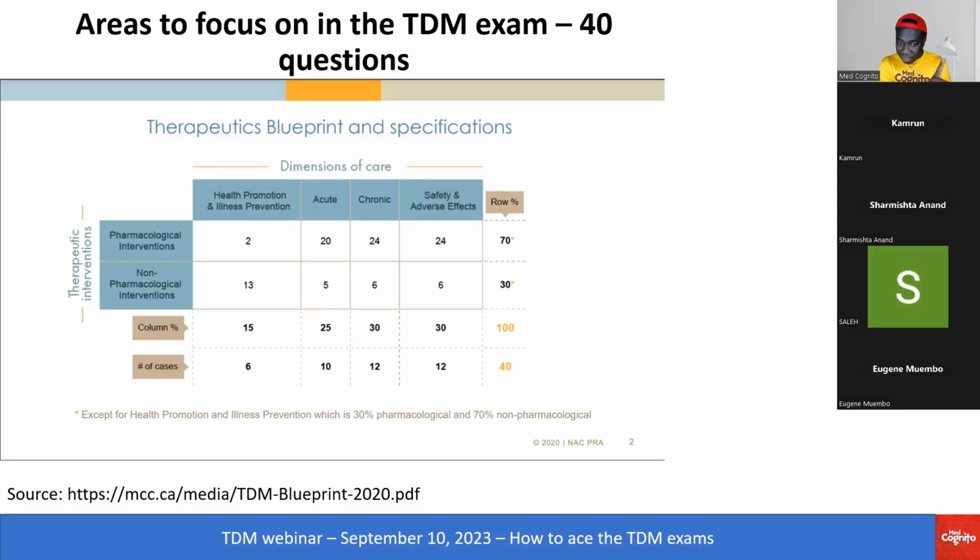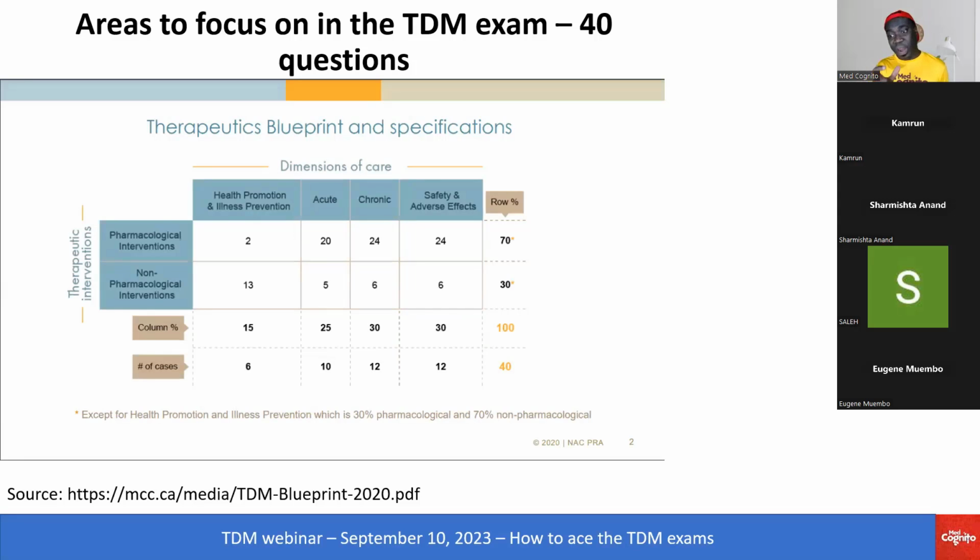Number 1, acute management. But remember that it is the chronic conditions which will appear more on the exam. Out of the 40, you are going to meet 12 cases dealing with chronic diseases. Now, in terms of the scoring, you realize that safety, because drug safety is important. Remember, all the time when I'm teaching Kiwi 1, I talk about the fact that in Canada, the basic thing we want to know is, are you a safe doctor?